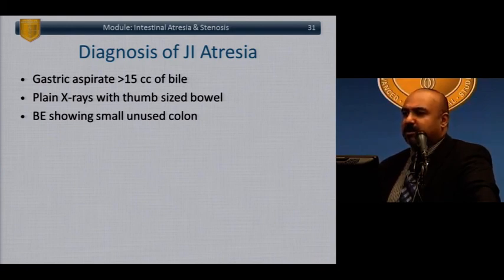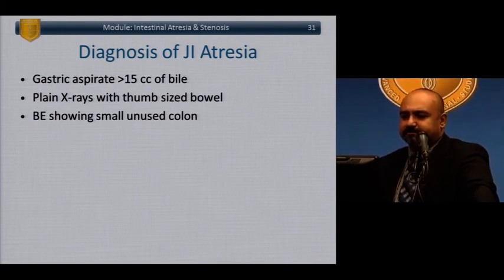If you did a barium enema, you may see a very small unused colon. The caliber is going to be very small. The whole entire colon will be affected. It won't be in the other case. So if you're concerned about the diabetic mom and the small left colon syndrome, the right side of the colon should be relatively normal. If it's jejunal ileal atresia, then the entire colon will be looking pretty small.